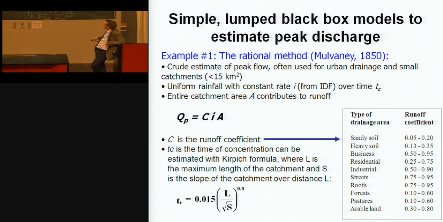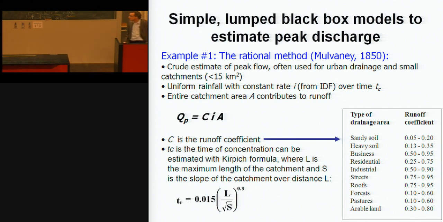Another important formula is the time of concentration, so how quickly the runoff can make it to the outflow. That's described with the so-called Kirchhoff formula, where L is the maximum length of the catchment and S is the slope of the catchment over the distance L. It says something about how steep your catchment is, and the Kirchhoff formula gives hours that help you estimate how quickly the runoff makes it to your catchment outlet.